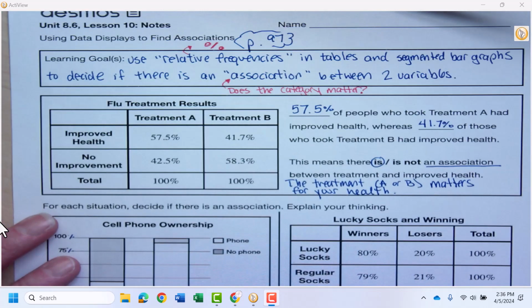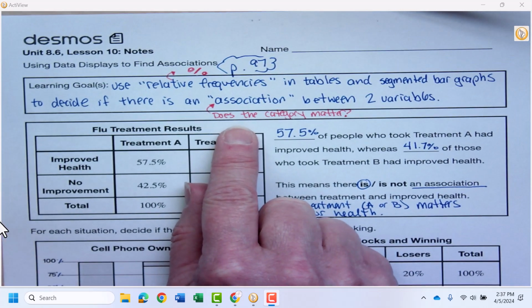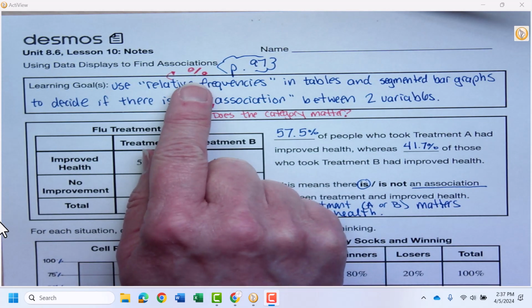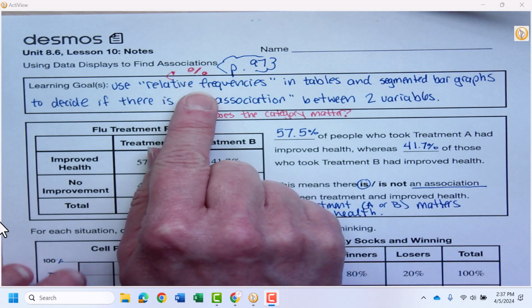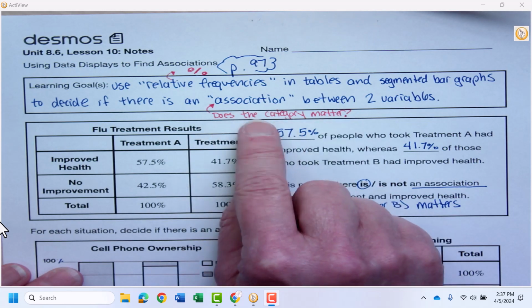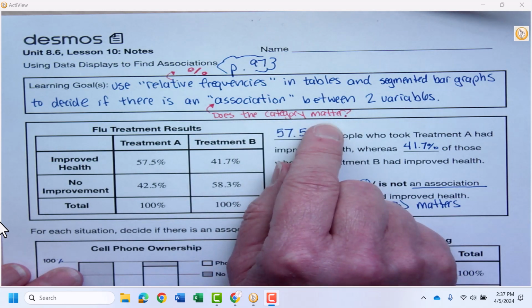All right, so there's a lot of new thinking to do here. We used relative frequencies, which was changing the raw data into percents, to decide if there was an association between variables. Really asking, does the category we're looking at even matter? If the category really does matter, there's an association.